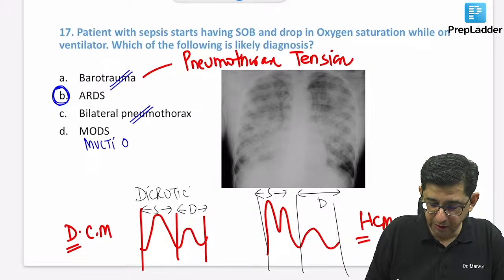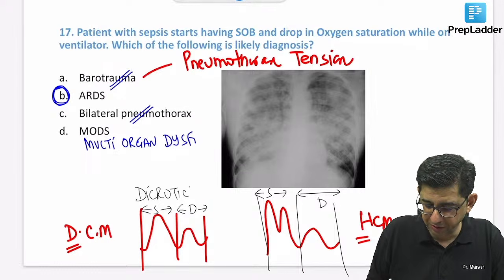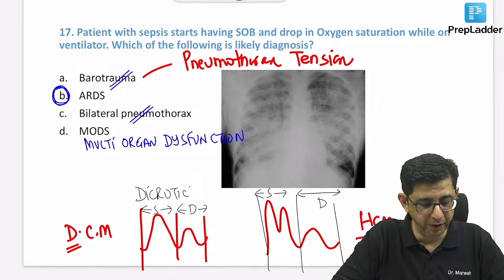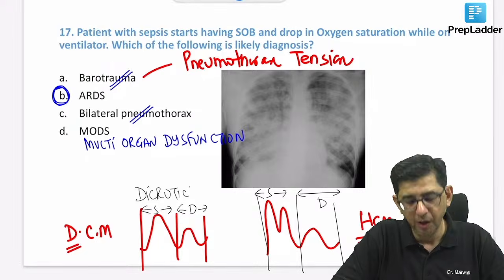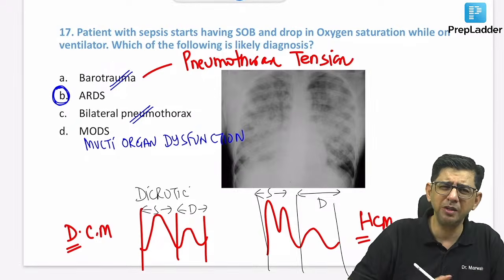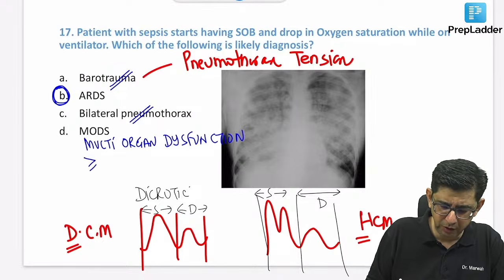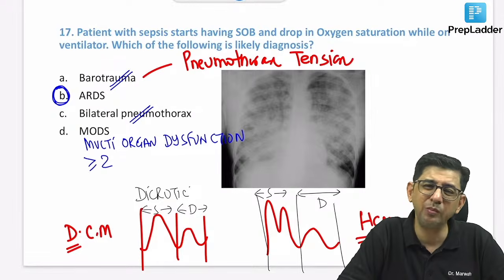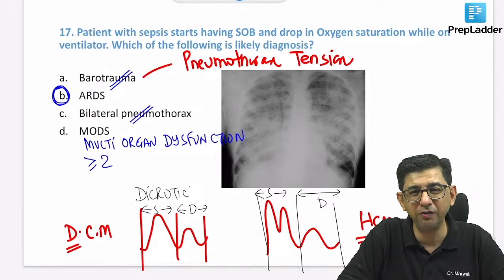Whenever you say multi-organ dysfunction, how many organs' dysfunction would be occurring? Slightly controversial, but I think a pretty decent one: at least two or more than two organ malfunction occurring in a patient would be called MODS. Some books mention one also, but at least two is fine enough.